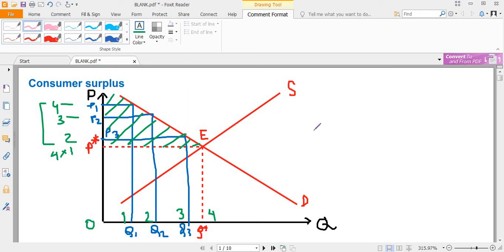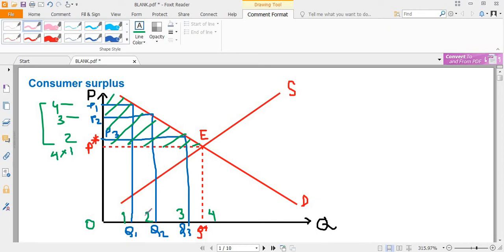Essentially, that is what a market does. A market essentially saves some consumer surplus. This part is essentially the portion of the surplus that the consumer saves. He does not have to pay for this portion, though he was willing to pay for it.